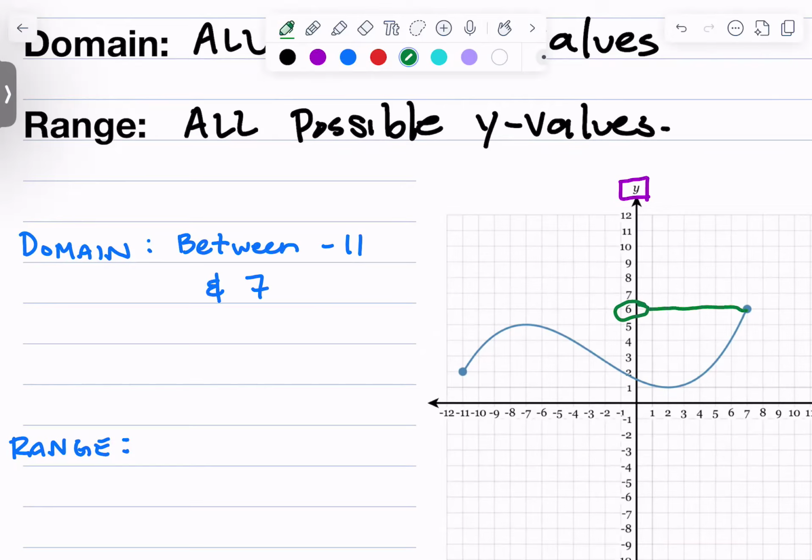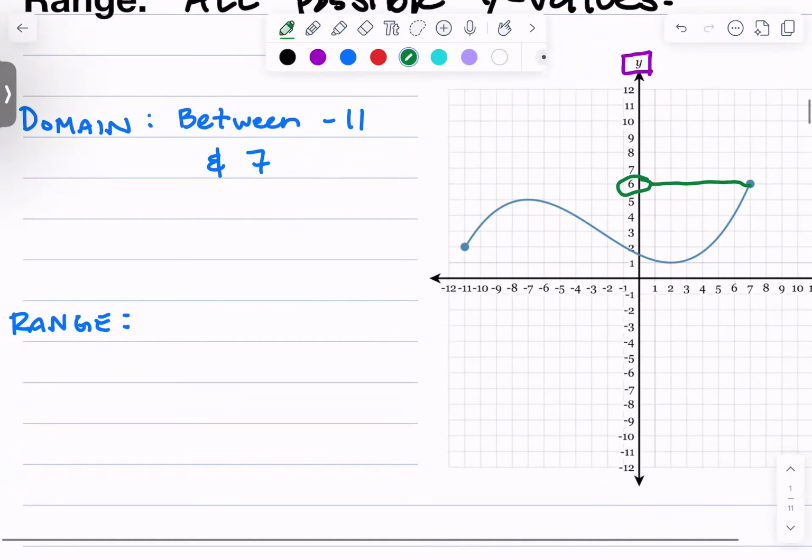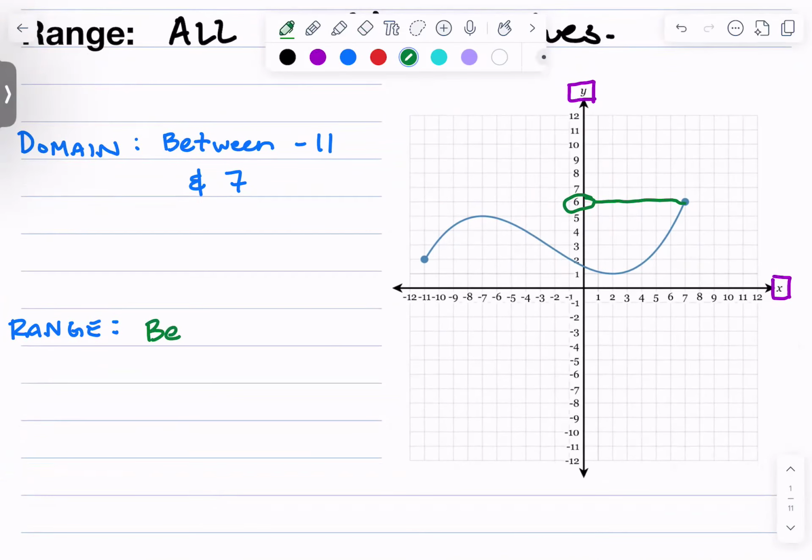Okay? The range, the highest vertical value that you have is 6, right? And that point right there. The lowest y value that we have is at 1, which is right here, right? And notice that the lowest value doesn't necessarily occur at the point. Okay, it doesn't necessarily occur here. Okay, at 2. Okay, there's a lower one at 1, right? So be careful of that. So the range is between 1 and 6. Okay. Questions?